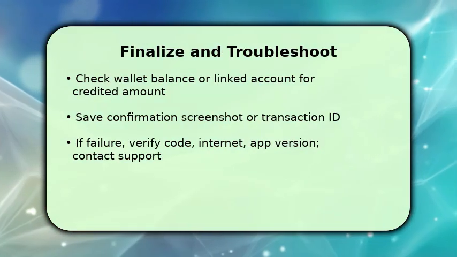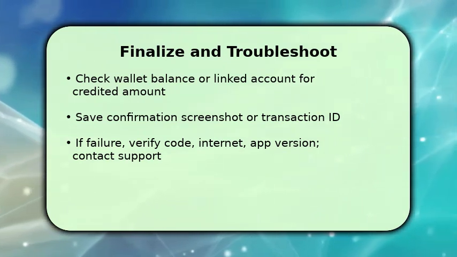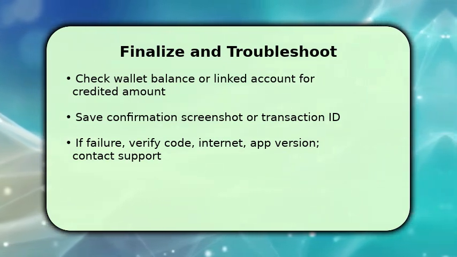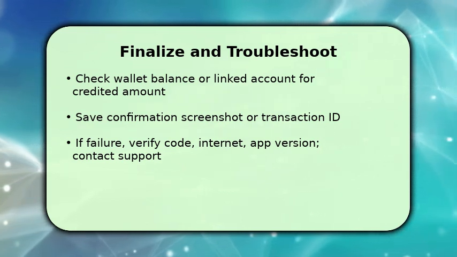You finish by confirming the credit. Check your Phonepe wallet or linked payment method for the new balance. It should reflect immediately, and you can save a screenshot or note the transaction ID for records.